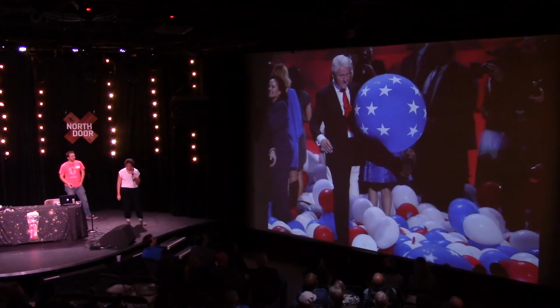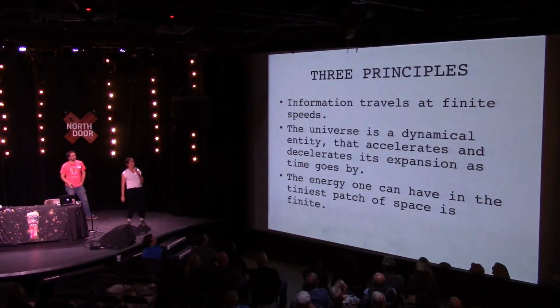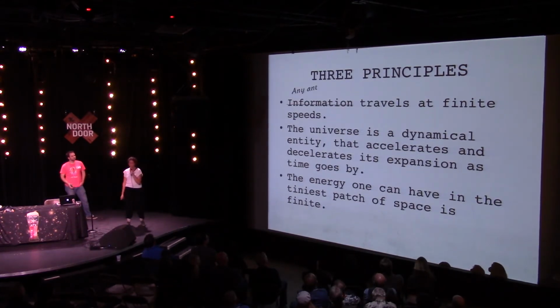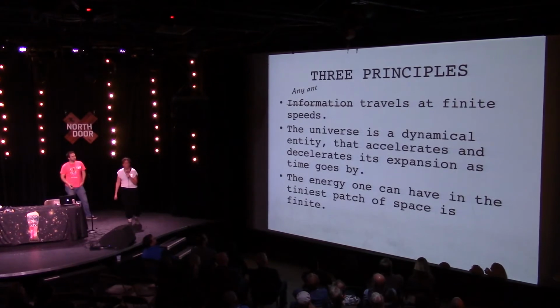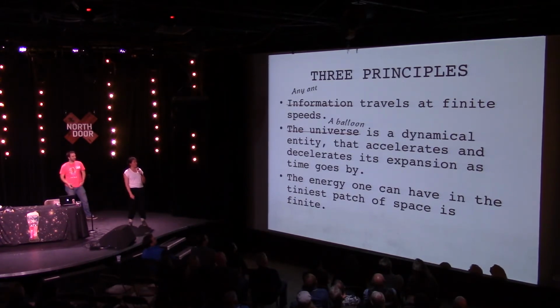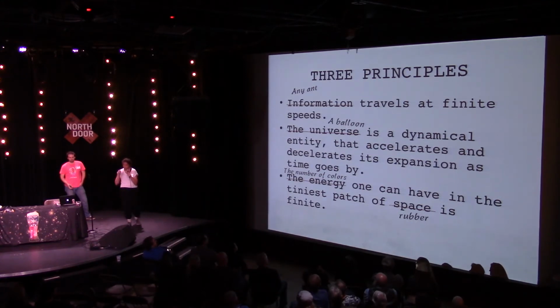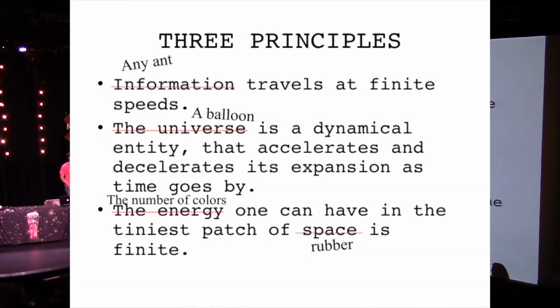Great. Now if we go back to our 3 principles, instead of information travels, we could say an ant travels at finite speeds. That's a reasonable assumption. A balloon is a dynamical entity. It accelerates and decelerates its expansion as time goes by. And the number of colors one can have in the tiniest patch of rubber in that balloon is finite. If you go really, really tiny, there's not that many colors in that tiny space. Great. So, now that we've identified the players, let's play.